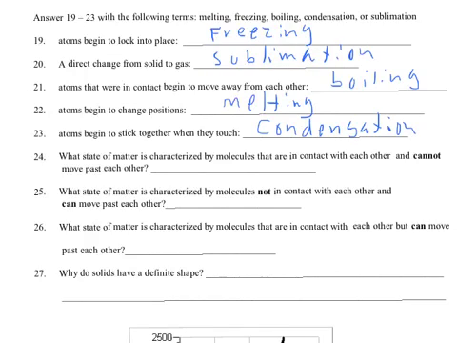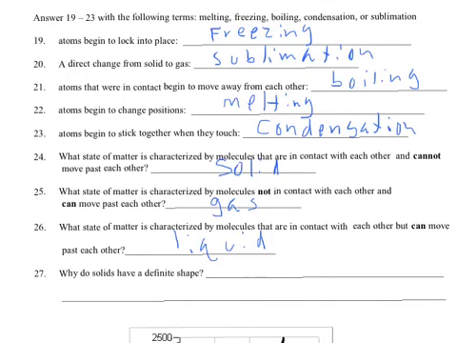What state of matter is characterized by molecules that are in contact and cannot move past each other? That's a solid state. State of matter characterized by molecules that are not in contact. Well, they're not in contact with each other. That's definitely a gas. State of matter characterized by molecules that are in contact and can move past each other. That's what a liquid is.